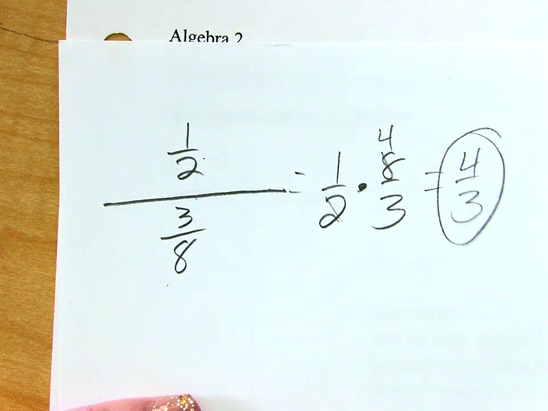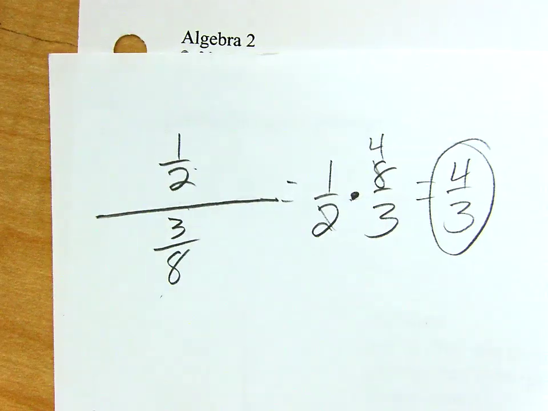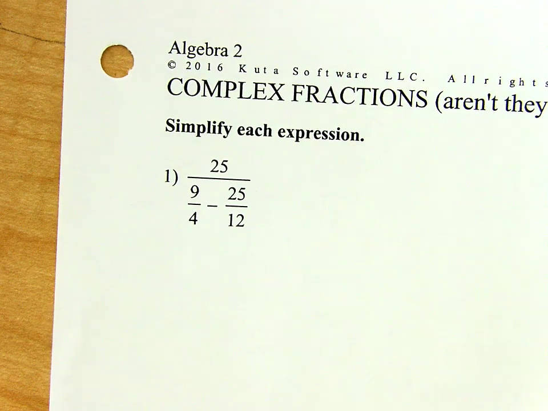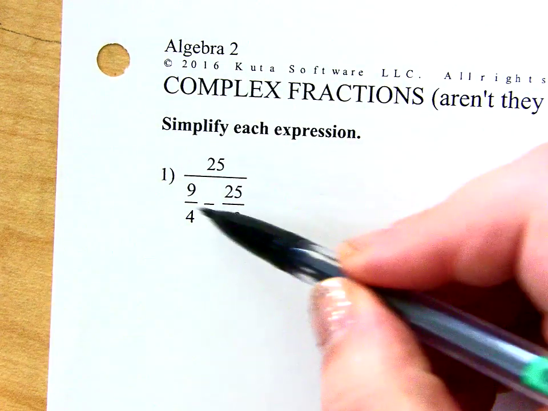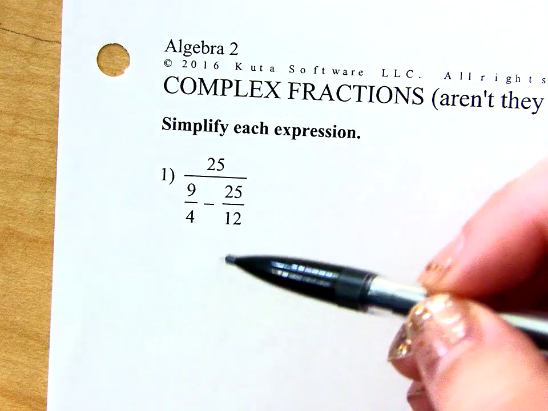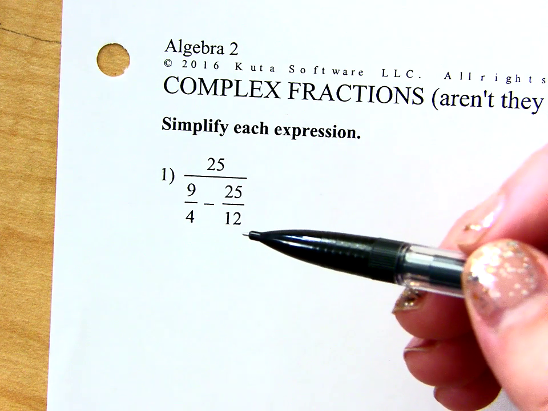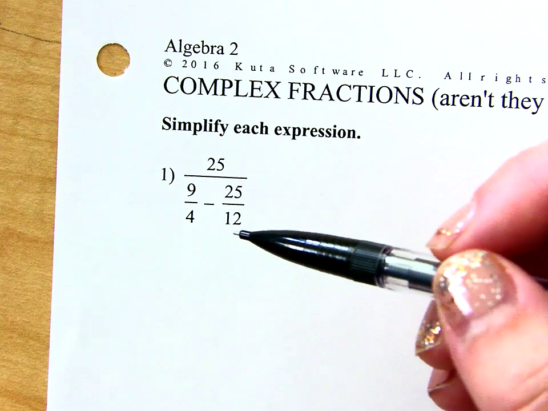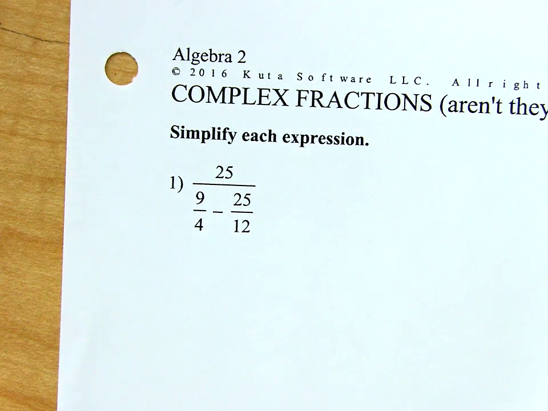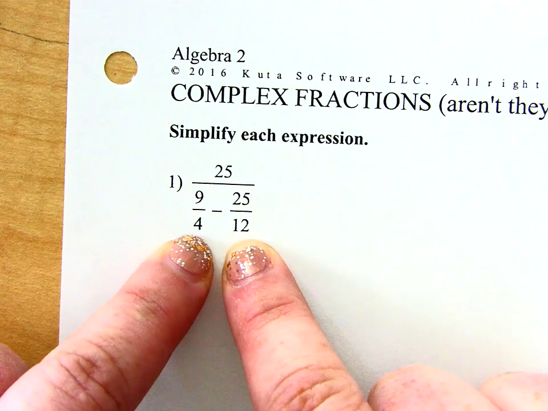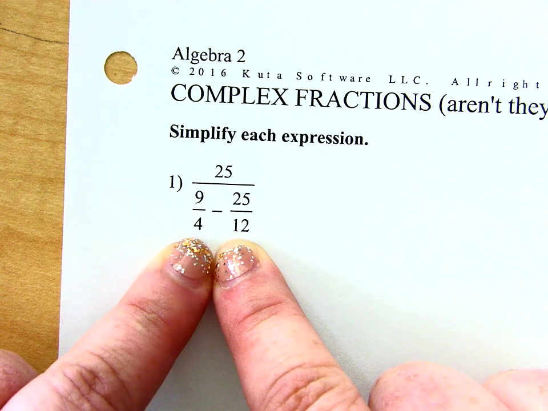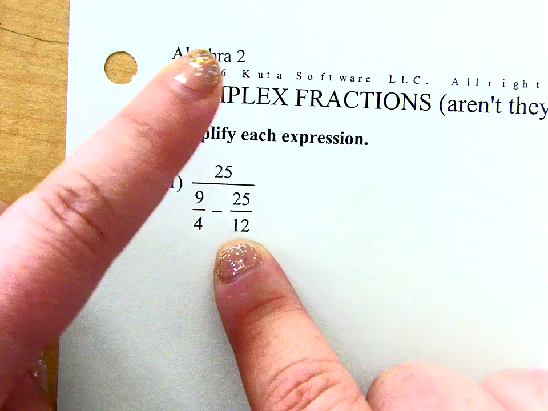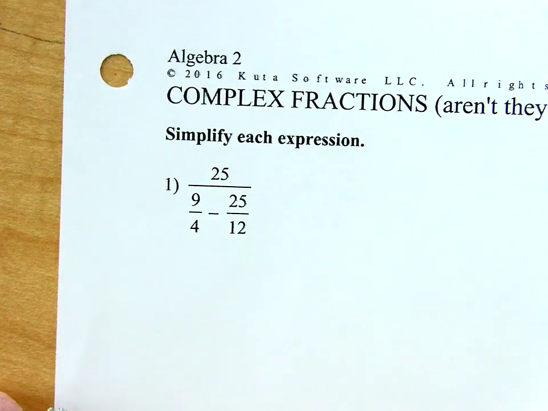So if you have a fraction over a fraction, easy enough. If we're looking at this worksheet though, I have a fraction over a subtraction expression here. So it's not quite keep, change, flip yet. So step one, what I need to do is I need to create a single fraction over a single fraction, which means I actually need to subtract these two and get an answer. And then once I have one fraction over another fraction, I can do keep, change, flip.